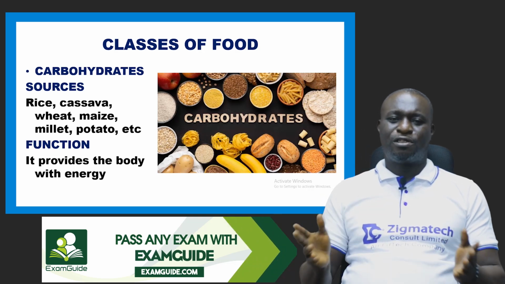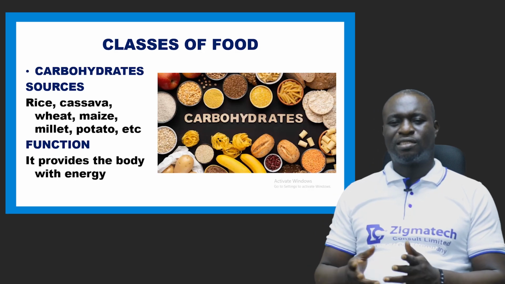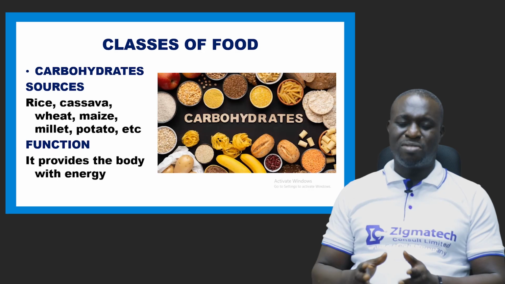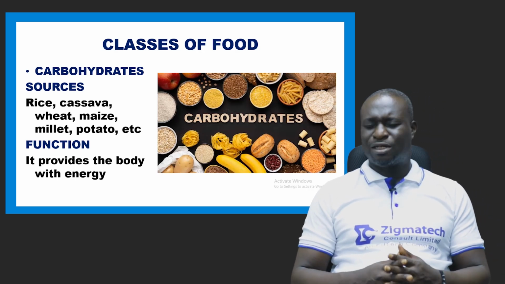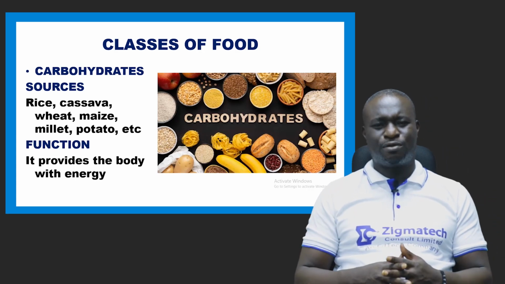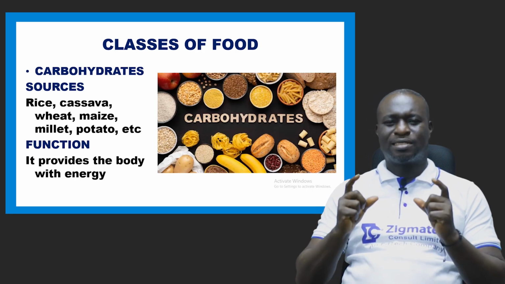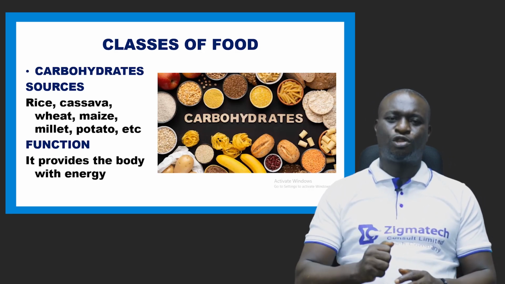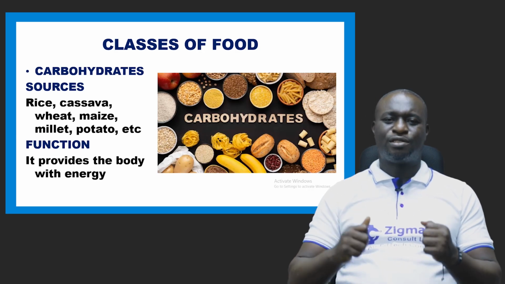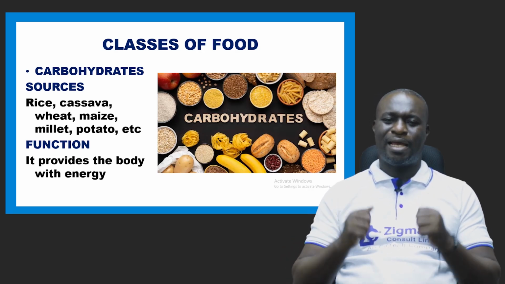And then we have different sources of carbohydrates. Examples include the rice. Rice is a source of carbohydrate. We have cassava, we have wheat, we have maize, we have millet, we have potatoes, and so many other examples of carbohydrates. Now, what exactly is the major function of carbohydrates? Carbohydrate is an energy-giving food. So it provides the body with energy.